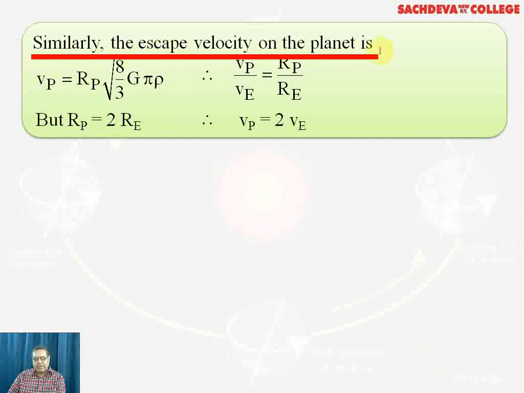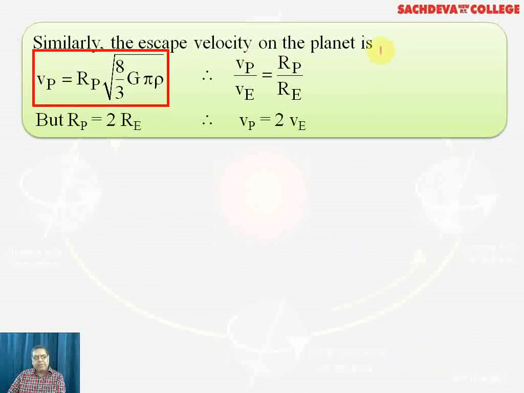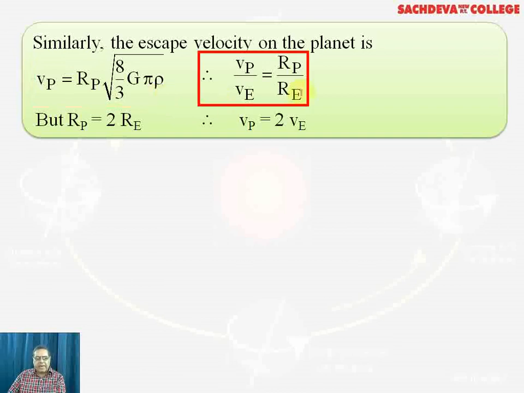Similarly, the escape velocity of the planet is also calculated and is found to be Rp into under root 8 over 3 G pi rho. So the numbers in the root sign are the same. So when we find the Vp and Ve ratio, it will become Rp over Re. So from that, we have to put the value of Rp, and according to the question, Rp is 2Re. So wherever in the question it is written Rp, we will put 2Re. Re will cancel off and Vp will become 2 times Ve.